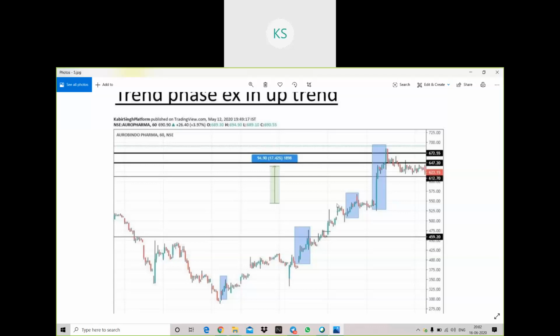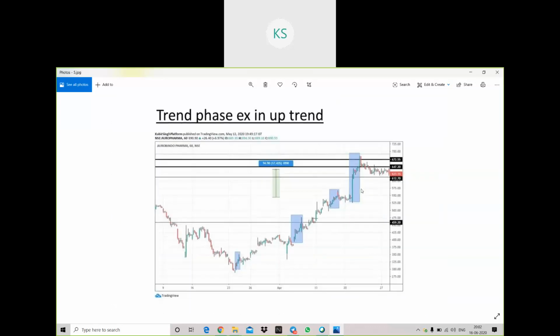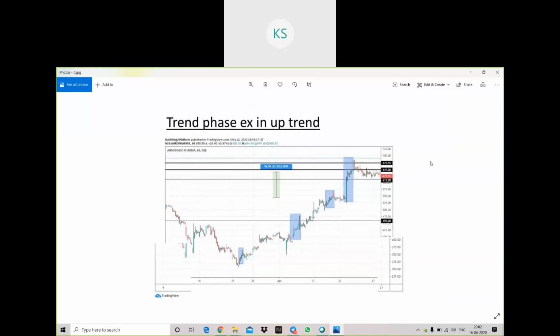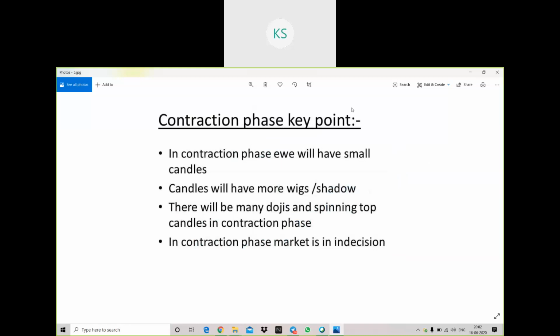Okay, fine. So I think this part is clear. We'll go to the contraction part now. The contraction part we also call consolidation, and you can use either term to indicate that. Contraction and consolidation are nothing but the same.